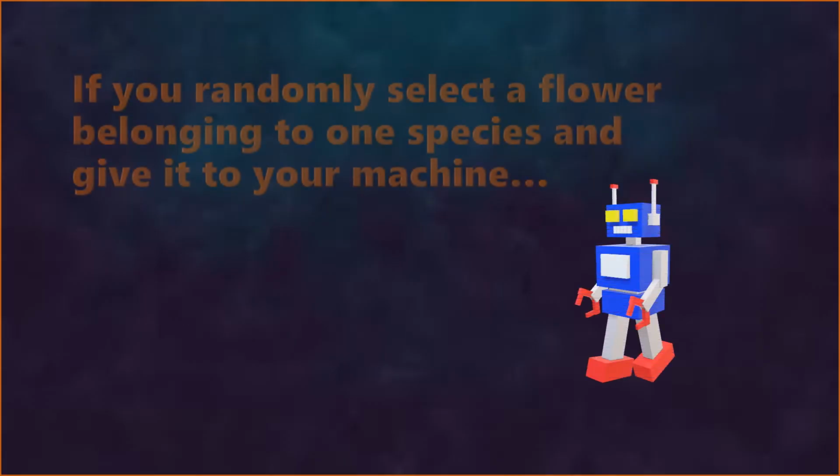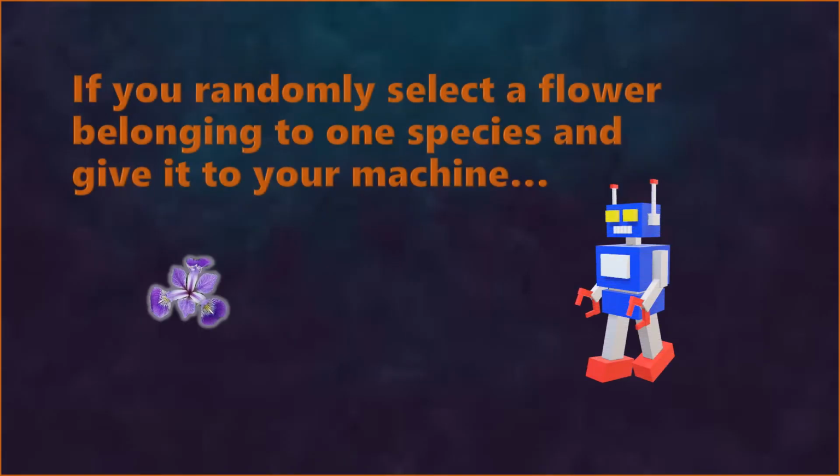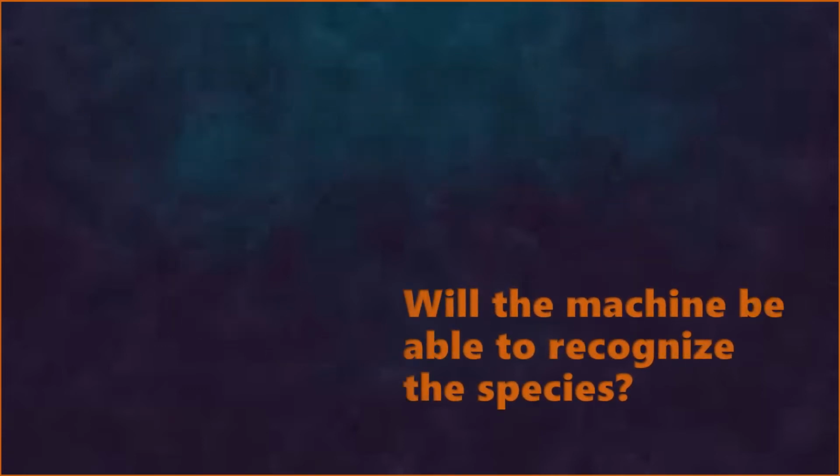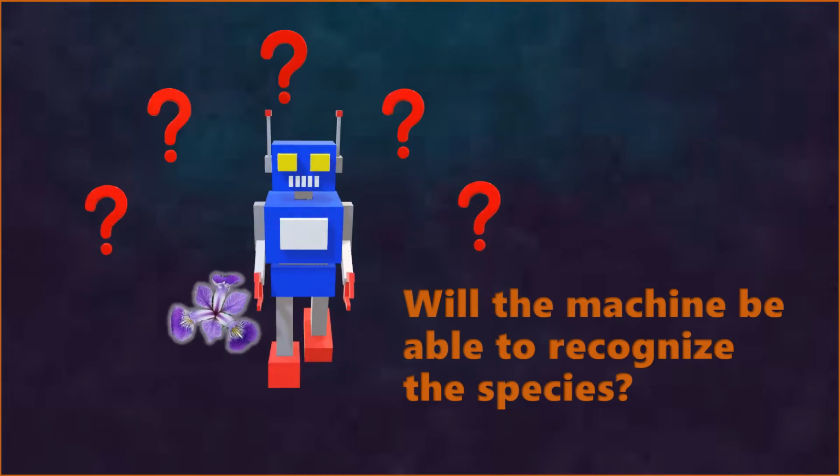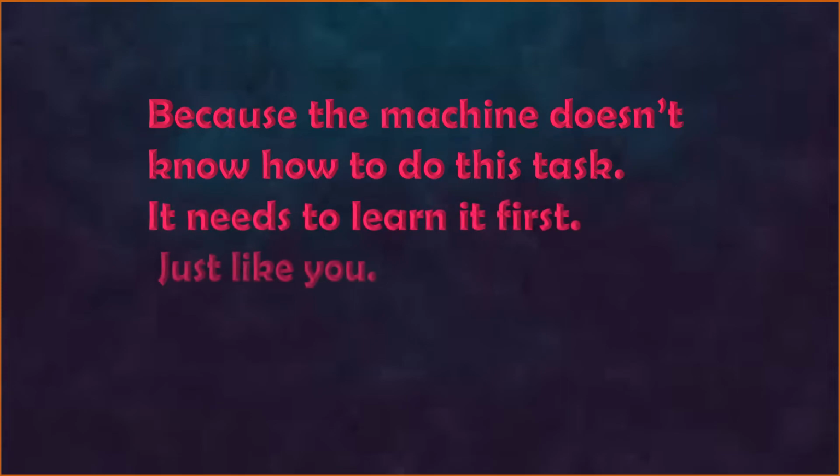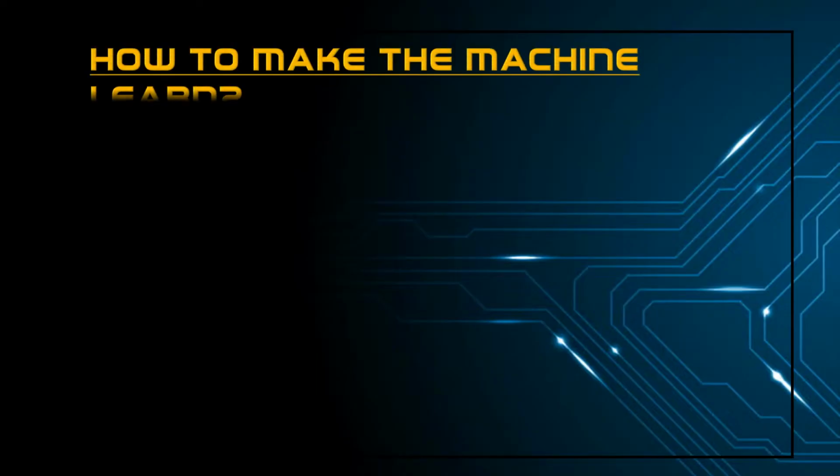If you randomly select a flower belonging to one species and give it to your machine, will the machine be able to recognize the species? The answer is no. Why? Because the machine doesn't know how to do this task. It needs to learn it first. Just like you.